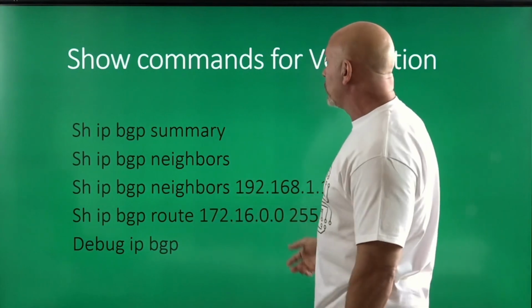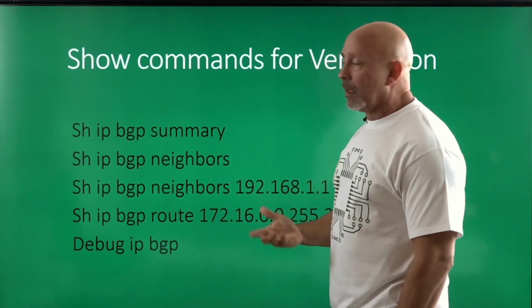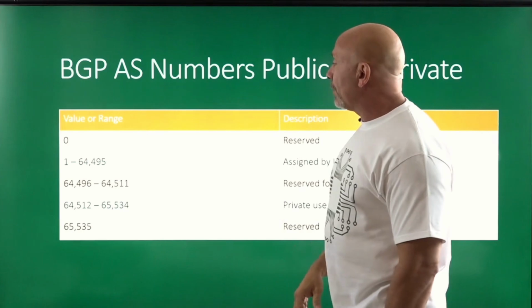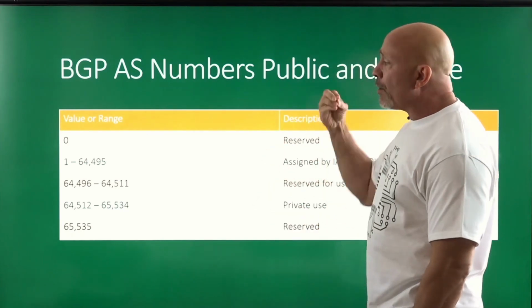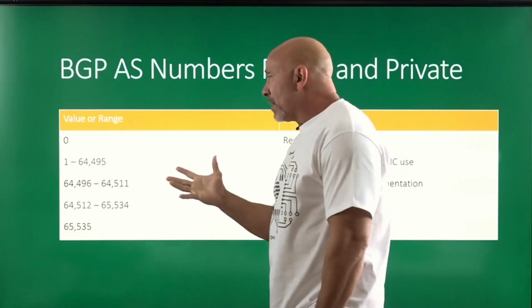You'll have this information, so you'll know. All right, so you can see what's going on, and you'll see it in the lab. Now this is interesting because maybe not a lot of people know this. When you're doing your autonomous systems, BGP is kind of weird.